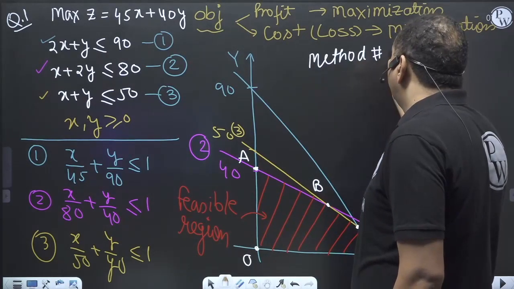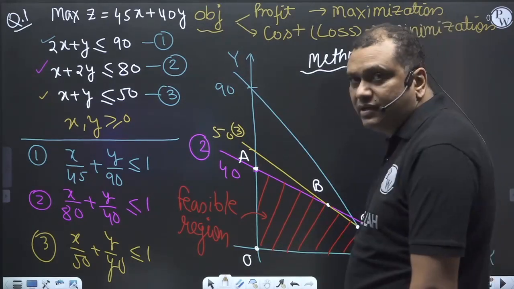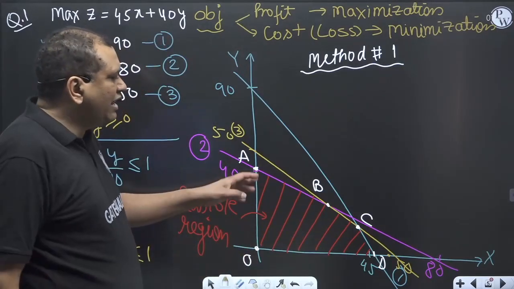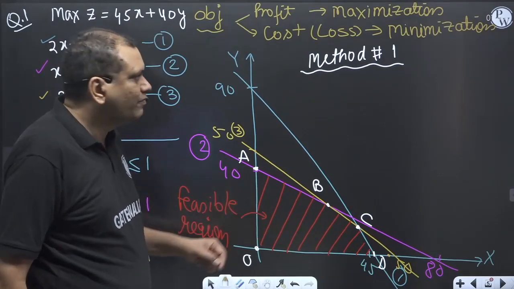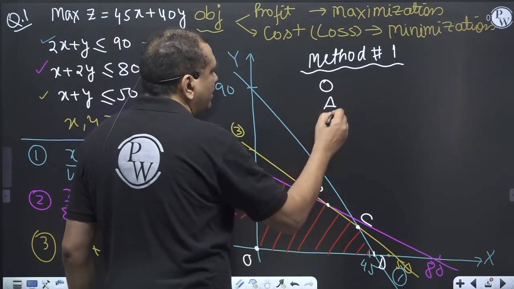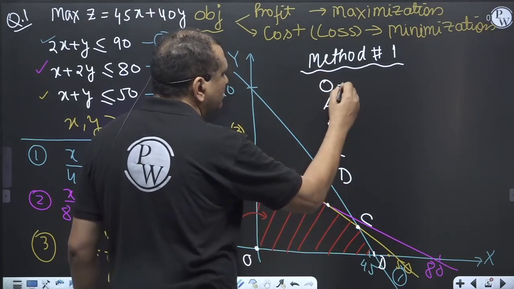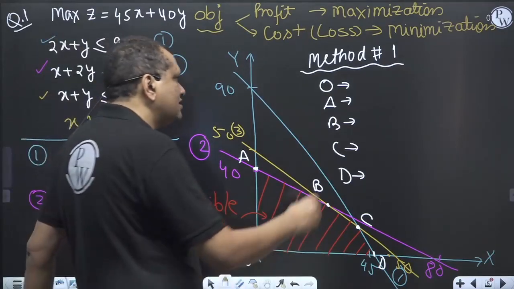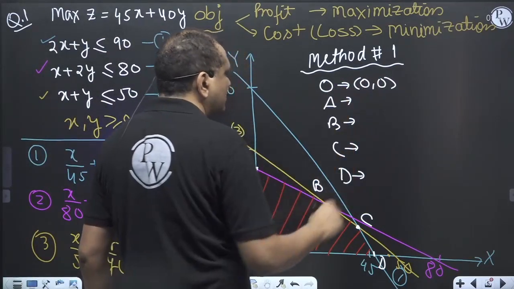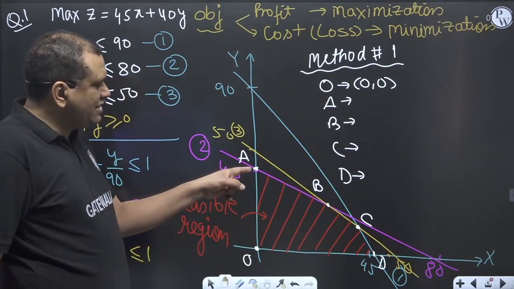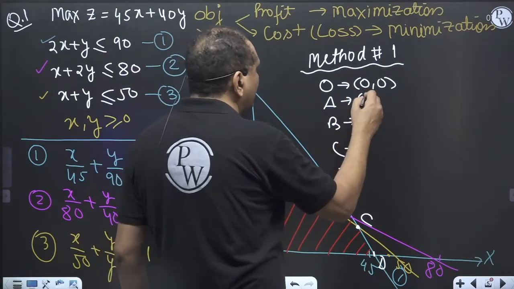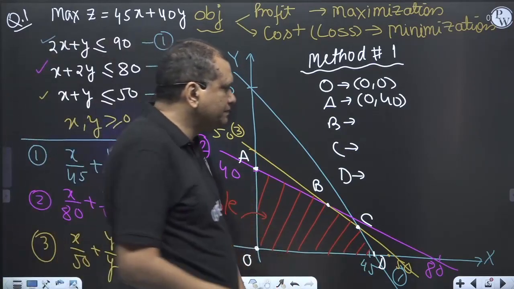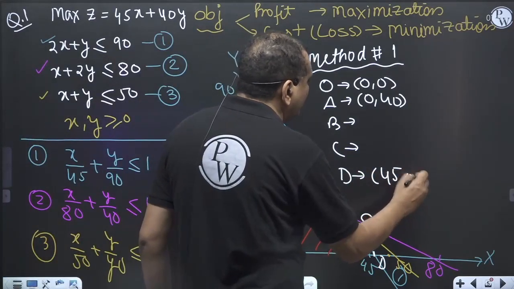Method 1. You identify these corner points, like O, A, B, C, D. For example, O is (0, 0). A is on the y-axis, can I say it's (0, 40)? Correct? D is (45, 0).